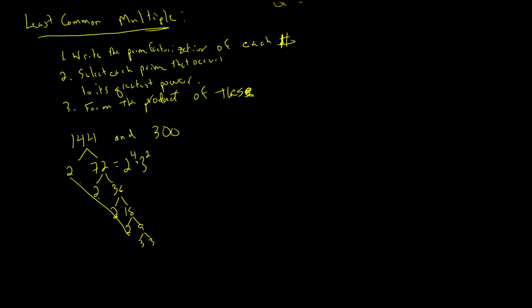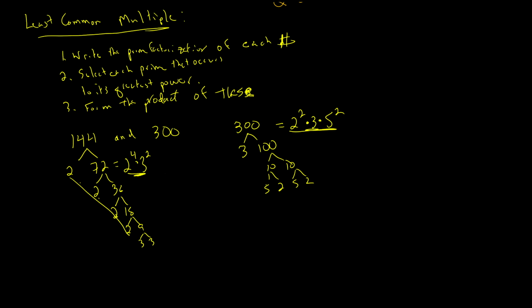Now 300, let's see here, 3 times 10, or times 100, which is 10 times 10, which is 5 times 2, and 5 times 2. And so 300 is 2 to the 2nd times 5 to the 2nd. Oops, and the 3. Let me get this in proper order. I have a lone 3 in there, and then 5 to the 2nd. And so these are my prime factors for 300, and these are my prime factors for 144.